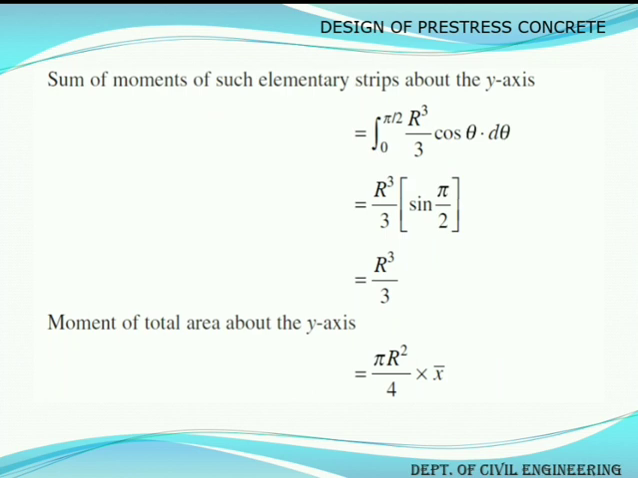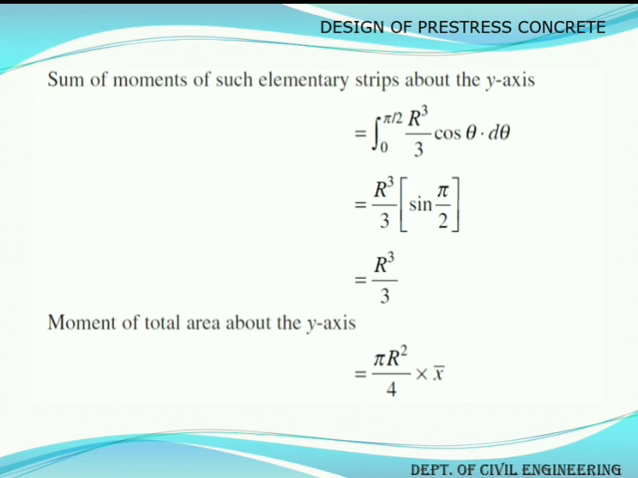Now the difference here is when we take integration, limits will now be 0 to pi by 2, whereas in the previous case our limits were different. So this point is very important. Just see the integration limits. Once we integrate, we get r cube by 3. This r cube by 3 is the moment of the various triangular strips in that quarter circle with respect to the axis under consideration.